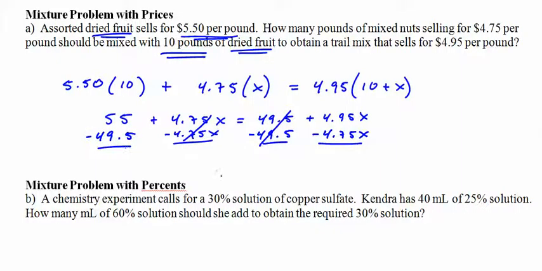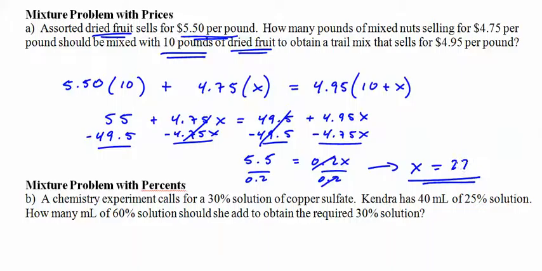And I get 0.2x equals 5.5 divided by 0.2. Tells me I need 27.5 pounds of mixed nuts. LBS means pounds.